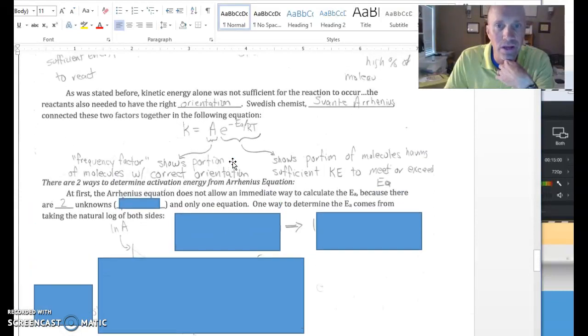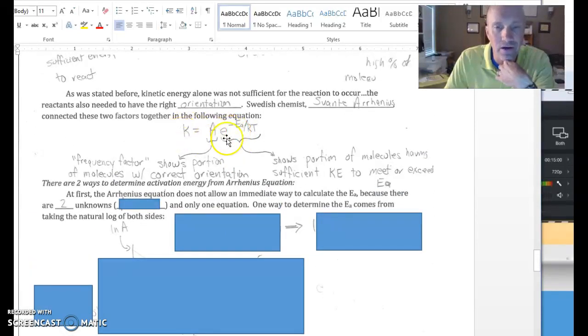We do have a way to calculate K. All right. What about R? R is a constant. All right. What about temperature? Temperature is the temperature that we're measuring that rate constant at. So we know this part, and this part. But we don't know what the energy of activation is, and we don't know what this A is. All right. But there's a way that we can figure this out.